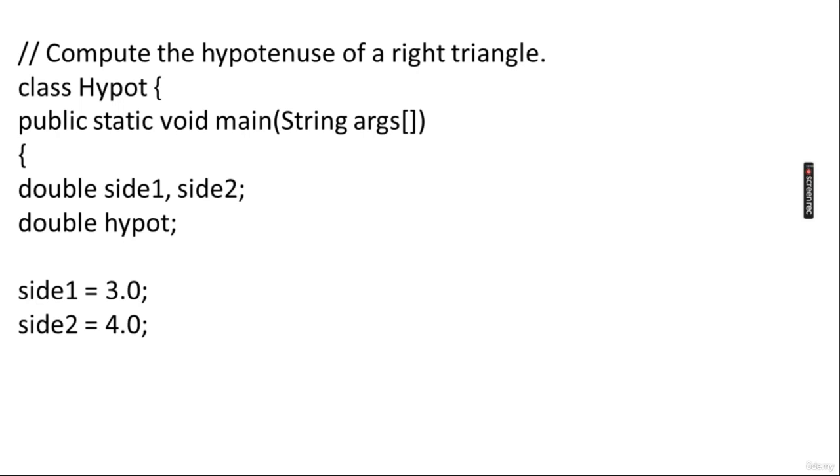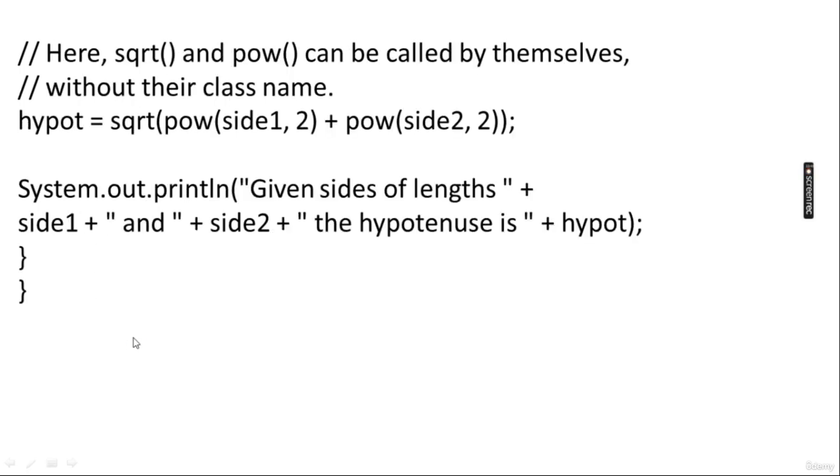Compute the hypotenuse of a right angle triangle. Class Hypotenuse, double side1, side2. Side1 is 3.0, side2 is 4.0. Hypotenuse is equal to sqrt(pow(side1, 2) plus pow(side2, 2)). So here Math dot is skipped, and here also Math dot power is skipped. You can directly use the sqrt method, which is a static method of the class Math, and pow is also a static method of class Math. Given sides of length side1 and side2, this finds the hypotenuse.